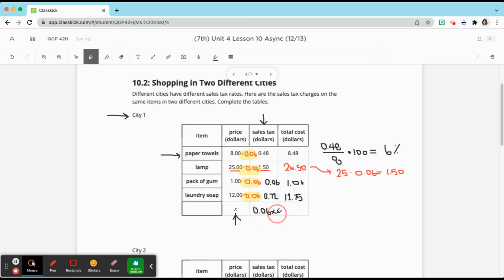0.06x. And the total cost in dollars is always x, the original cost, plus 0.06, which is the sales tax. And I said 0.06 alone, but it is 0.06x. Because think about it. All of these numbers in the sales tax column that we added to the original price in order to get the total cost, we simply found by multiplying times 0.06.